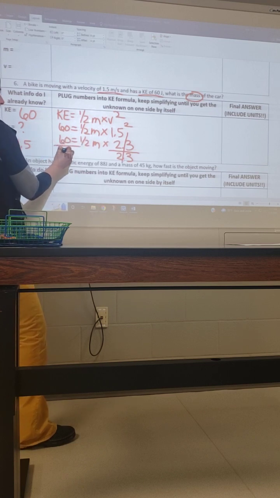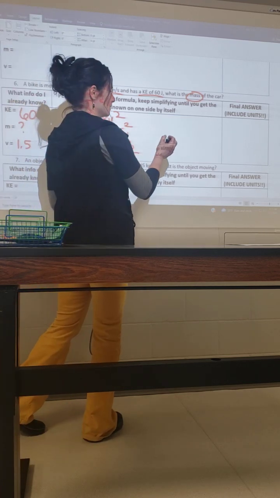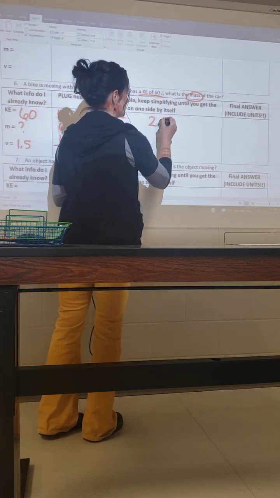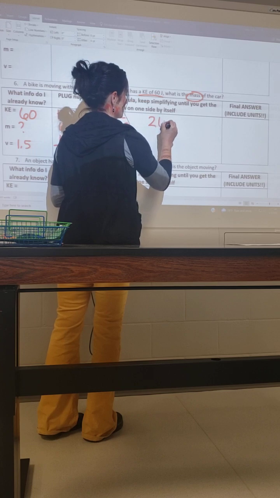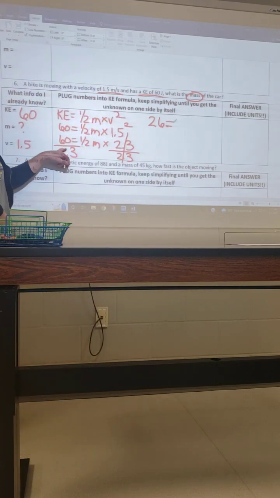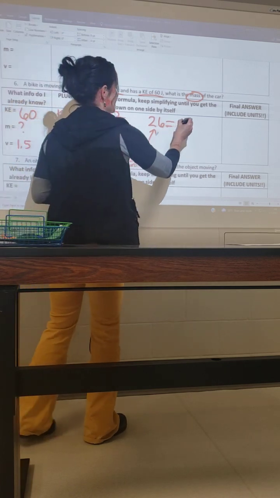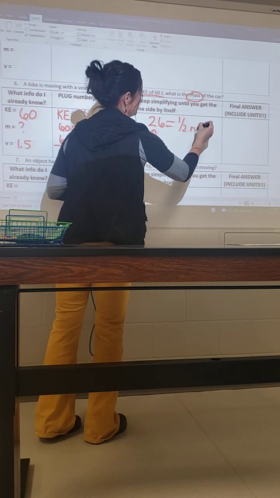Now, whatever we do to one side, we do to the other. So 60 divided by 2.3, what do we have there? Nevaeh? 26.08. 26.08, so let's just do 26. Okay, so this now has become 26, and it equals 1/2 m.